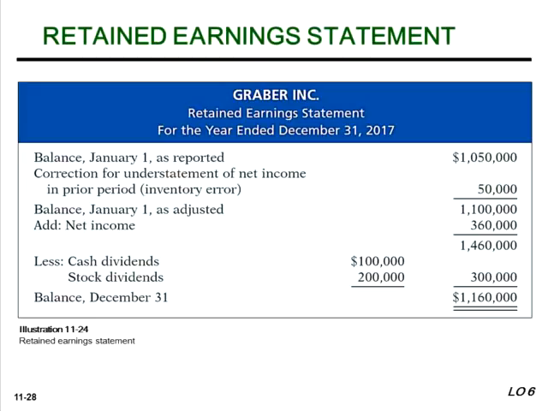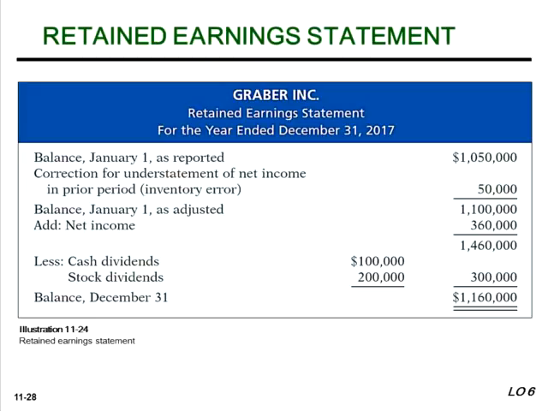We do have a prior period adjustment, and what it says here is that this is a correction for understatement of net income in a prior accounting period, and it was an inventory error. So that $50,000 gets added to the beginning retained earnings balance of $1,050,000. So the adjusted balance as of January 1st is $1.1 million.